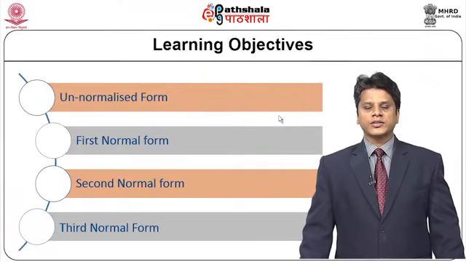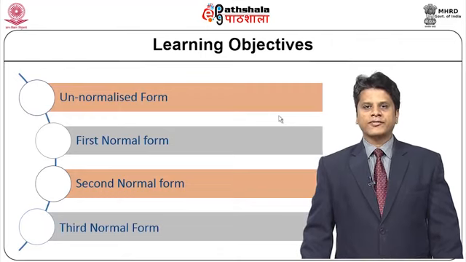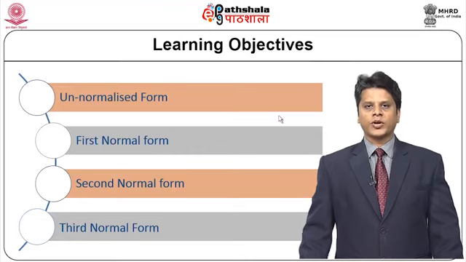Some of the learning objectives of today's module include: how a relation would appear in an unnormalized format, what property is to be satisfied to convert it into first normal form, and likewise every property required to convert it into the appropriate normal forms. Although we have seven normal forms in total, we will be looking at three normal forms for today's module.